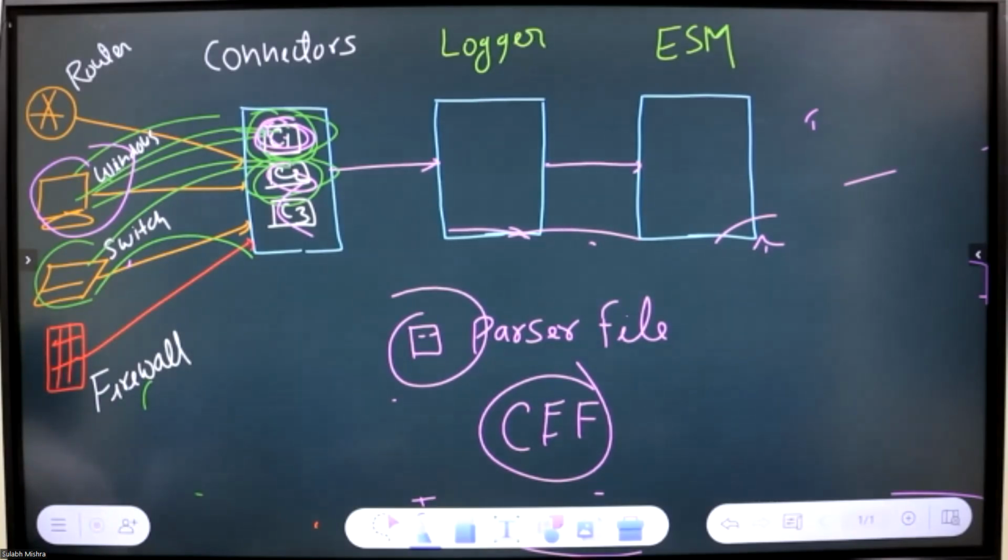What I said, there are three components, right? ESM I have not explained yet. Logger and ESM, I have not explained yet. So there are three components in this architecture: connectors, logger, and ESM. So what is a connector? You write connector, hyphen: connector is the component of ArcSight.